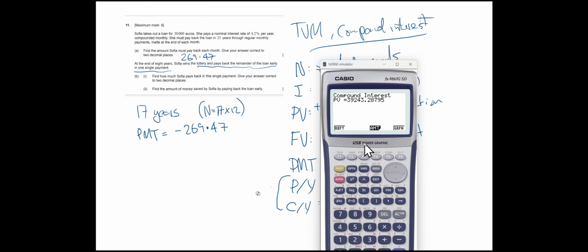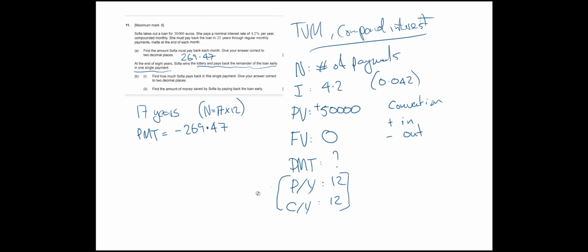If we hit F3, it's going to be 39,243.28, which is a little bit different from the Hewlett Packard and Texas Instruments calculators, but we'll go with this one because it's what's given, and it's going to be what most students are going to have anyway. So it's going to be 39,243.29 in euros and euro cents. Okay, so that's how much you would pay in as one lump sum if you won the lottery.